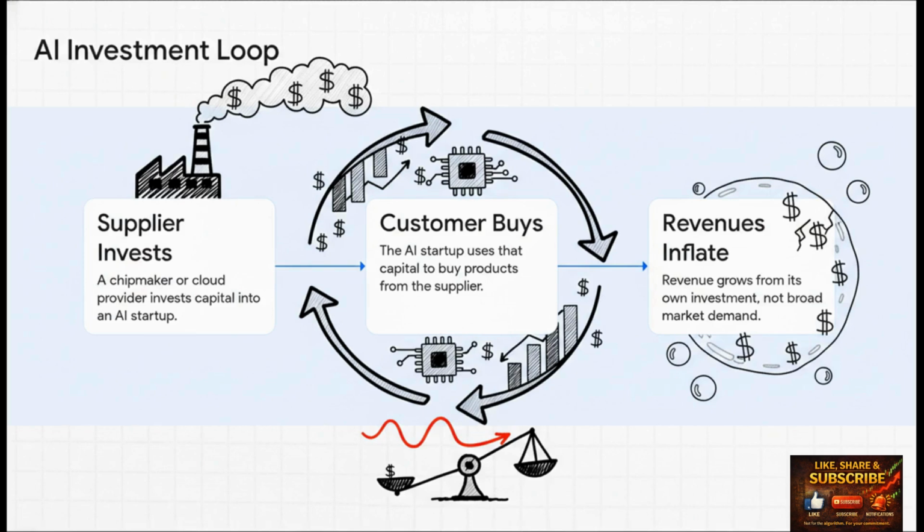It works like this. A big AI infrastructure company, say a chip maker, invests a ton of money into a new AI startup. That startup then turns around and uses that exact same money to buy chips from that very same company. So the supplier's revenue shoots up. But is it from real organic demand, or is it just their own money coming right back to them in a loop? It's a real concern that this could be inflating valuations, kind of like the vendor financing we saw right before the dot-com bubble burst.